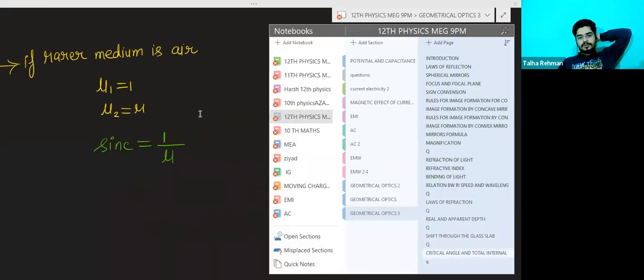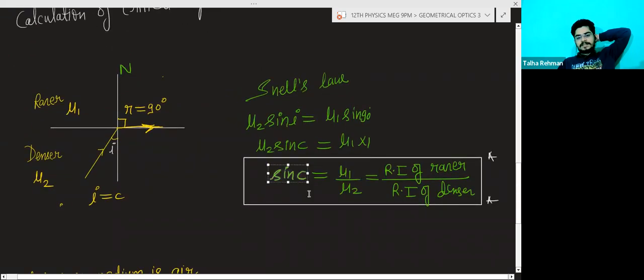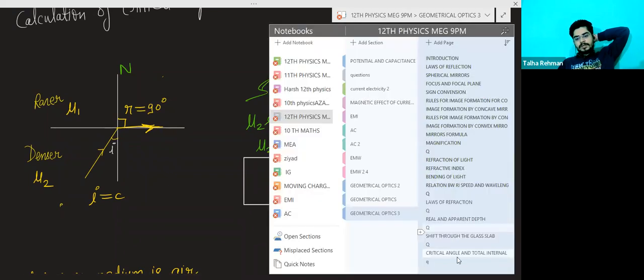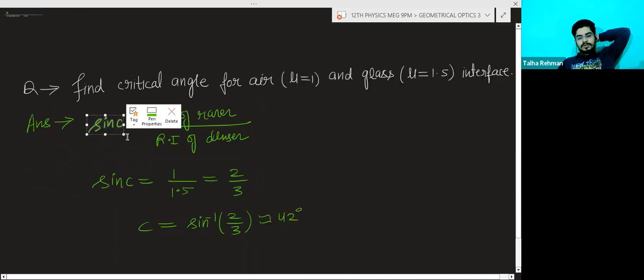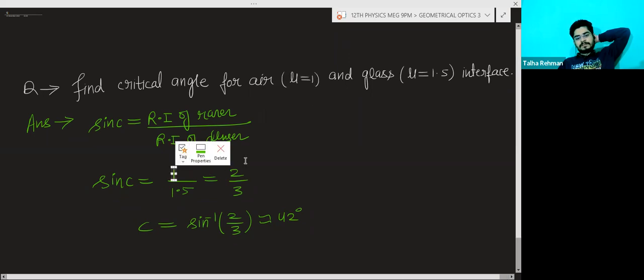So what formula I have told you for the critical angle? C is the critical angle. Sine of critical angle is equal to refractive index of rarer medium divided by refractive index of denser medium. Air is the rarer medium and glass is the denser medium. So refractive index of rarer medium is given, mu is equal to 1. So you will put 1 here. After that, you will put 1.5 here. 1.5 can be written as 3 by 2. And 1 upon 3 by 2 can be written as 2 by 3.